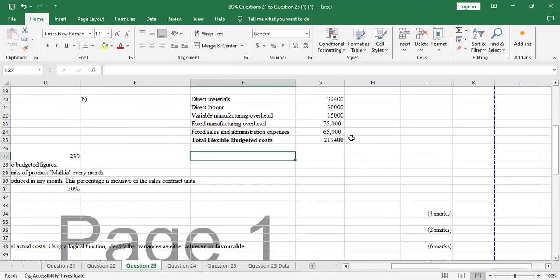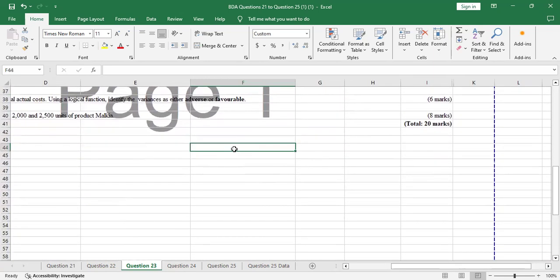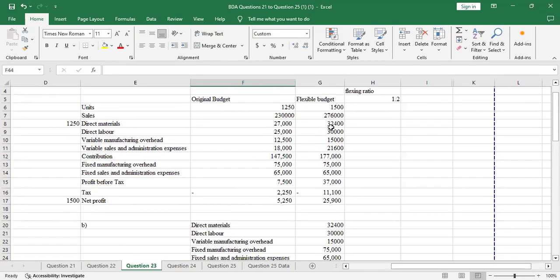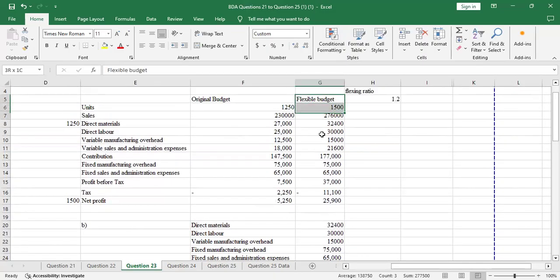So let me do it down here. Let me do it somewhere here. So let me copy the flexible budget. So we'll compare, what we compare with the actual is the flexible budget, because the flexible budget has the same units as the actual. You can't compare the original with the actual. So the flex budget, I'll copy it all through.